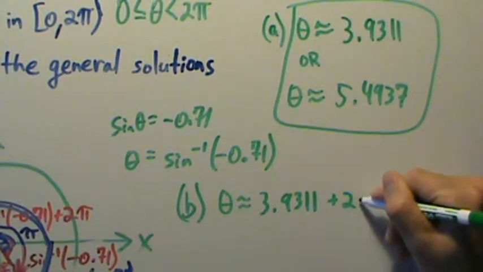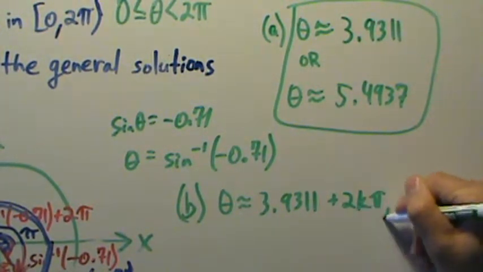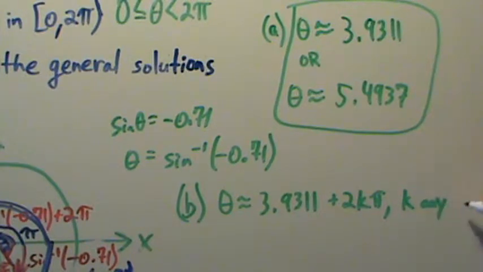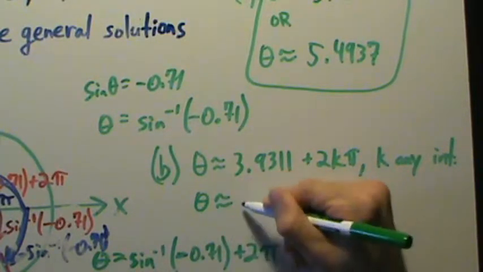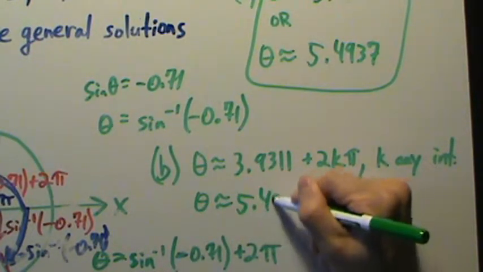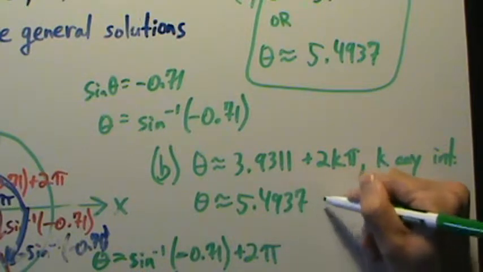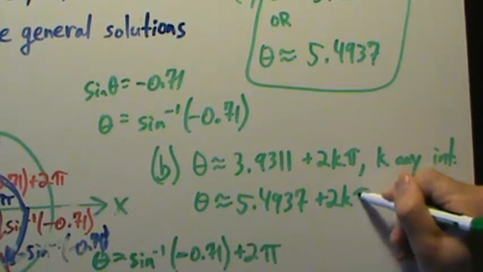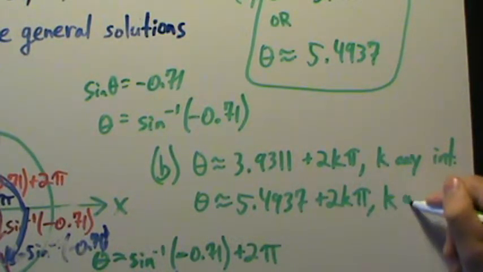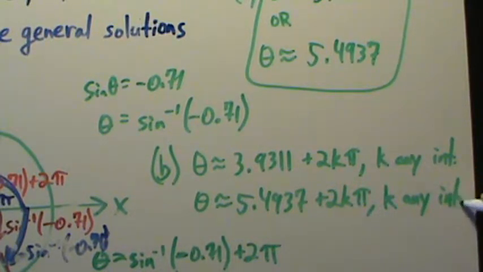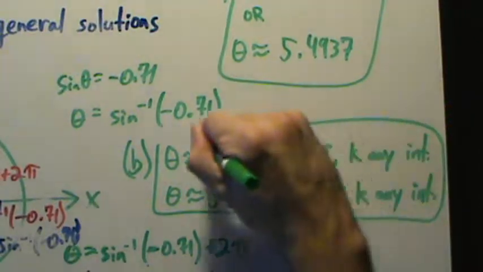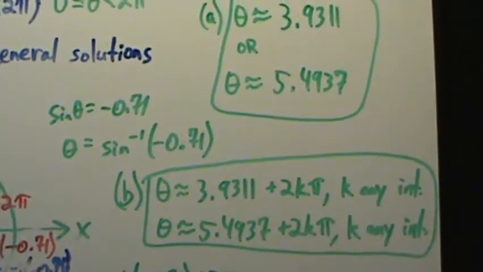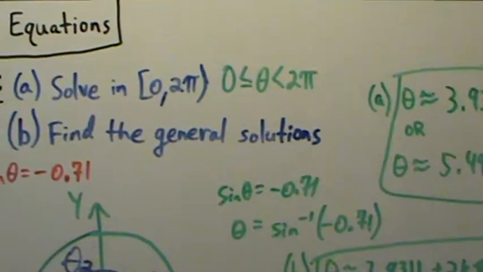approximately 3.9311 plus 2k pi, where k is any integer, abbreviate int for short, we're out of space, or theta is approximately equal to 5.4937 plus 2k pi, where k is any integer. And that's our answer for part B. And that's it for example 3 of solving trig equations.